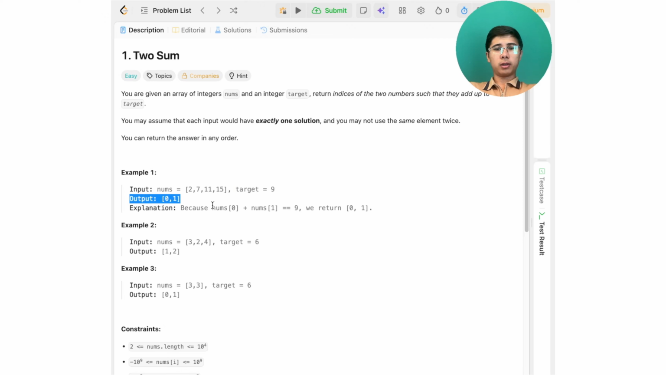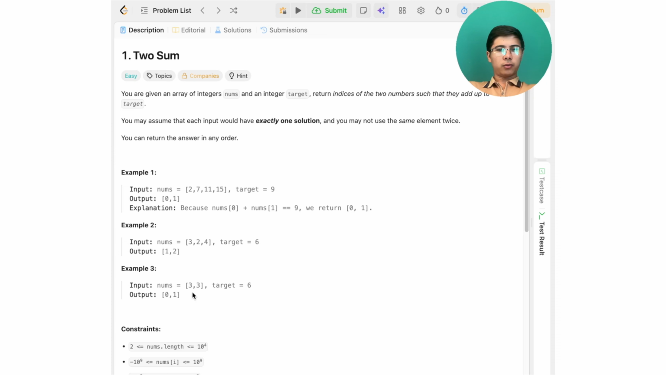Why? Because the number at index 0 plus the number at index 1 sums to 9. That means 2 plus 7 is equal to 9, and we can just return 0 and 1. Another example: 3, 2, and 4 is the array and the target is 6, so we can just return 1 and 2, the indexes, which are 0, 1, 2. 2 plus 4 is equal to 6.